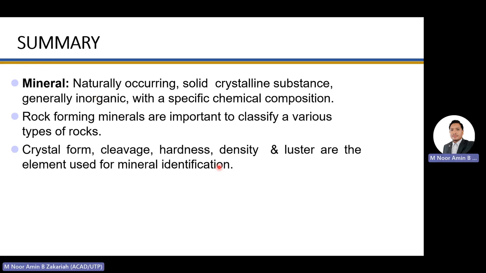Hardness is a measure of how difficult it is for the mineral to scratch other minerals. Minerals are assigned a hardness scale from 1 to 10, with talc being the softest, which is 1, while diamond is the hardest, which is 10. And then we have density, which is the mass of a mineral per unit volume. Minerals have different density, which can be used to help identify them. Lastly, luster is the way a mineral reflects light. We have metallic, vitreous or glassy, pearly, submetallic, and many more.